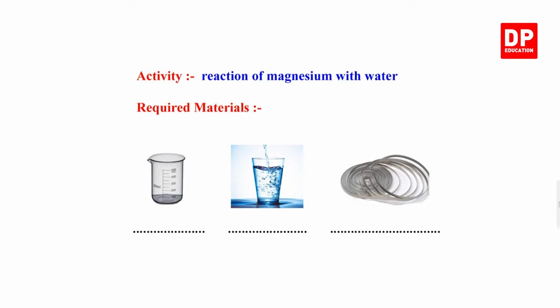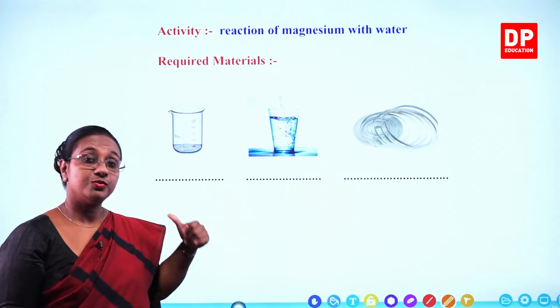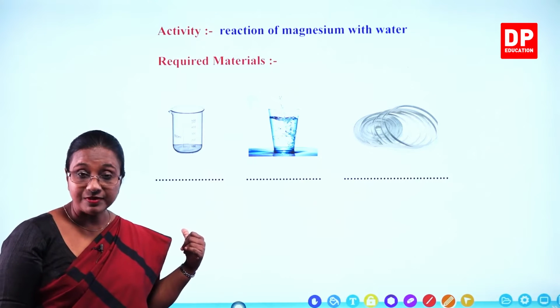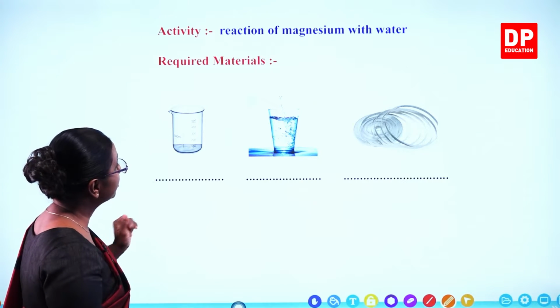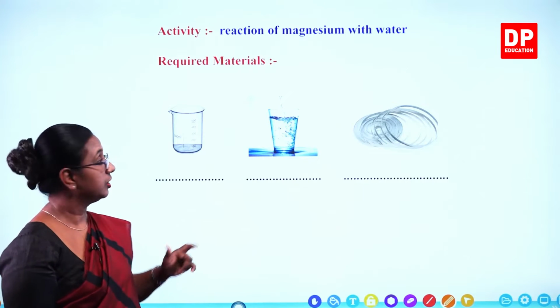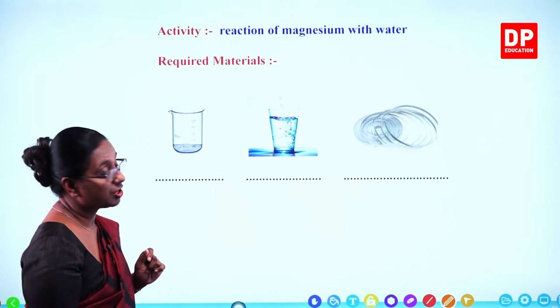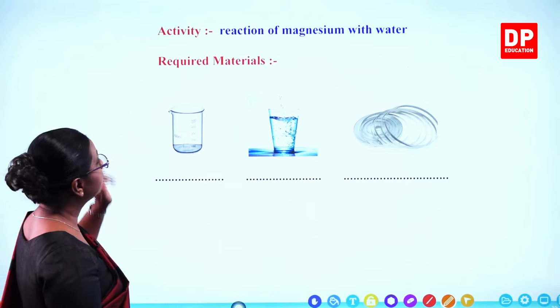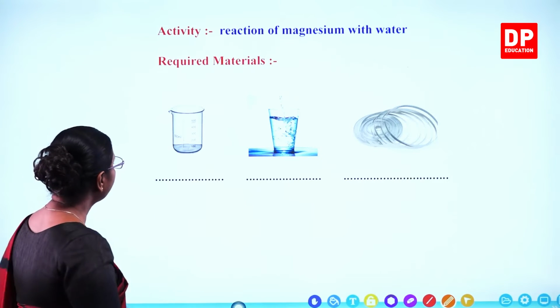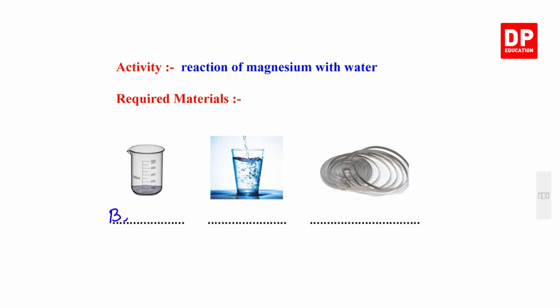Again, an activity. Now we are comparing the reactivity of metals. So we did the reaction of sodium with water. Now the reaction of magnesium with water. So the activity is the reaction of magnesium with water, and the required materials. Here of course we can use a beaker. We can even use a boiling tube. A beaker, or you can use a boiling tube.